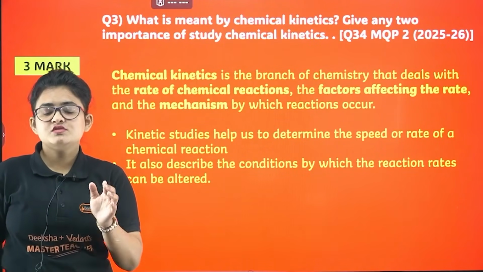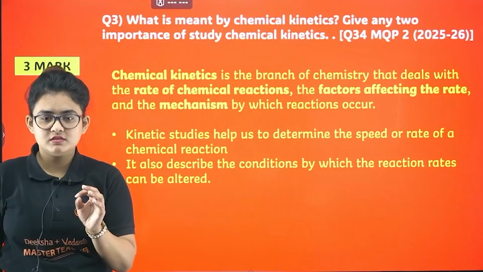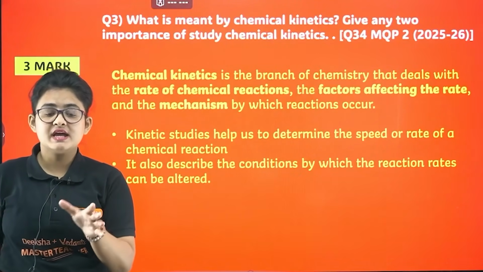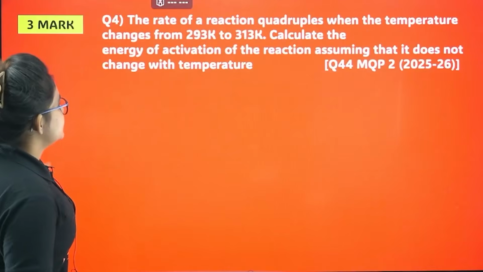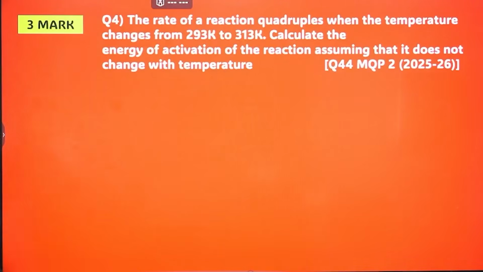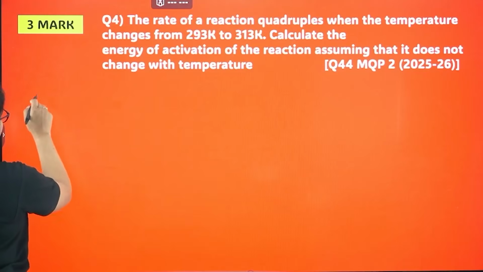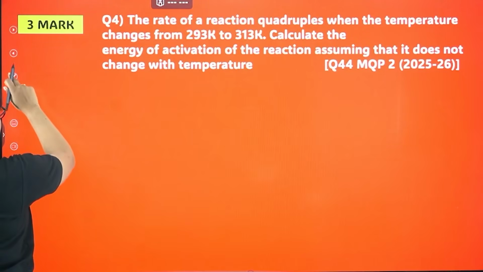Okay, it helps us to determine the speed or rate of a reaction, and also how the rates can be altered. Proceed. Next, one more numerical. The rate of a reaction quadruples when the temperature changes from 293 to 313 Kelvin. Calculate the energy of activation. Again, this is a type of Arrhenius equation you have to apply here. Let's proceed.